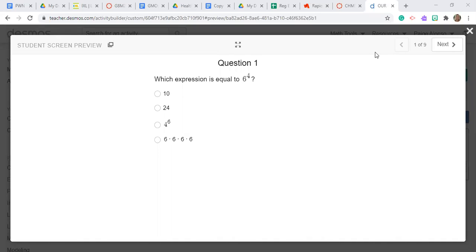Which expression is equal to 6 to the 4th power? Choice A is 10, B, 24, C, 4 to the 6th power, or D, 6 times 6 times 6 times 6.